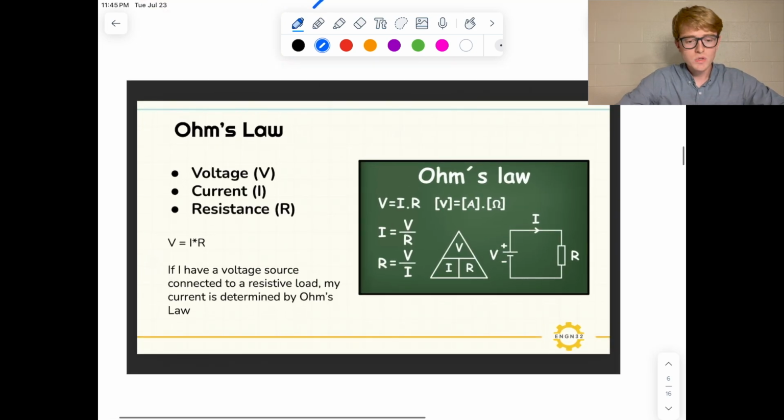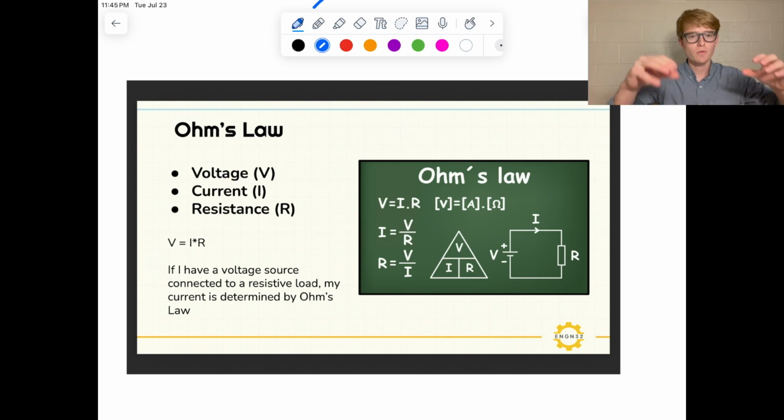Okay, so now Ohm's law, pretty simple here. It's just V equals IR. That's pretty much all there really is to say. It's the super foundational relationship between those three things that we just talked about: voltage, current, and resistance.